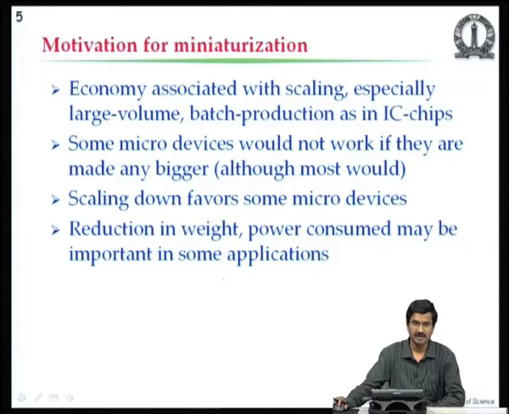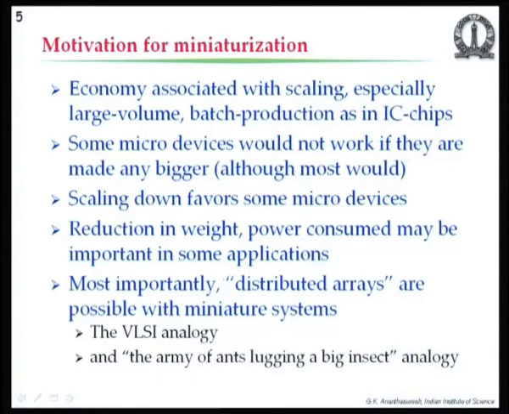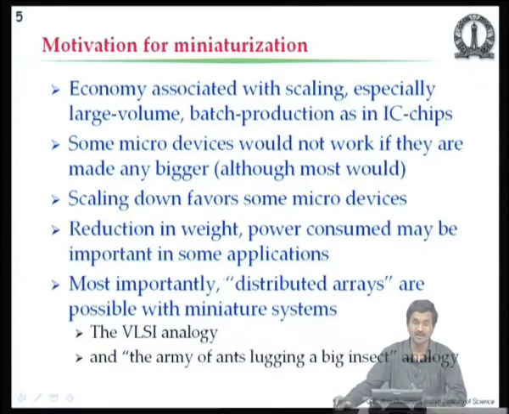So, there are a number of reasons, and one of the most important reasons is that if you use an array of identical elements, we basically get the advantage of VLSI, very large scale integrated systems. Like, imagine an army of ants actually lugging a big insect or a food that they eat. So, that is kind of an analogy we would like to take. A lot of them, like a micro mirror array, one mirror probably will not be of much use. With an array of mirrors, it has a purpose.